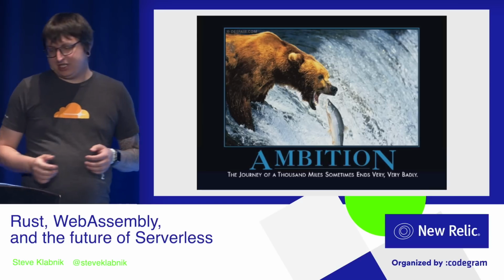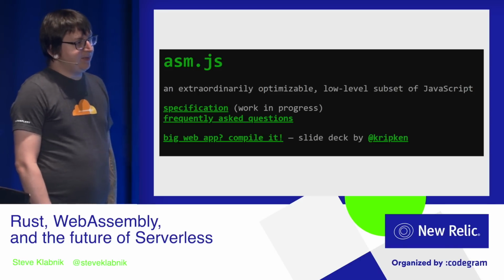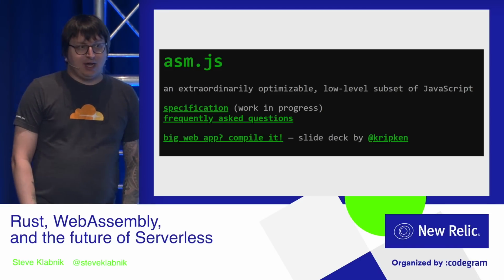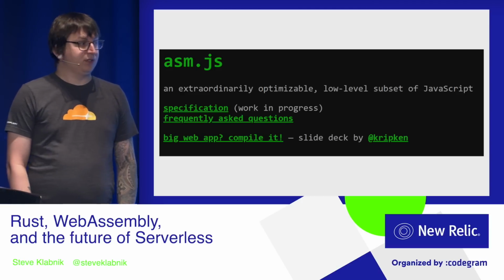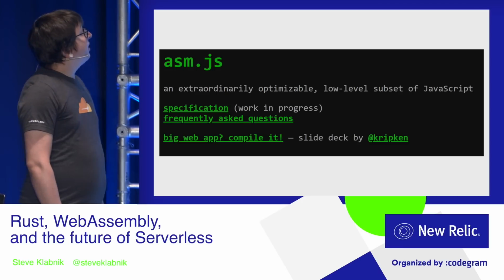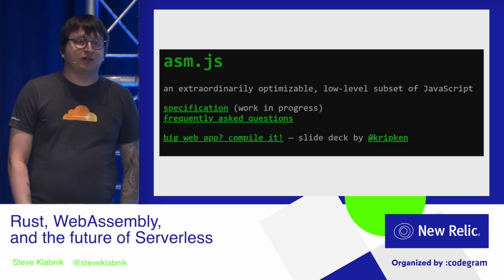But yeah, we have to be ambitious. A long time ago, there was this project that came out of Mozilla called ASM.js, and it was one of the first attempts to make the web more ambitious in a specific sort of way. This is described as an extraordinarily optimizable, low-level subset of JavaScript.